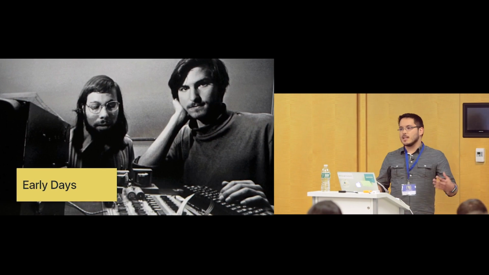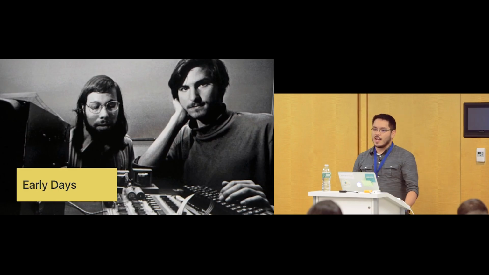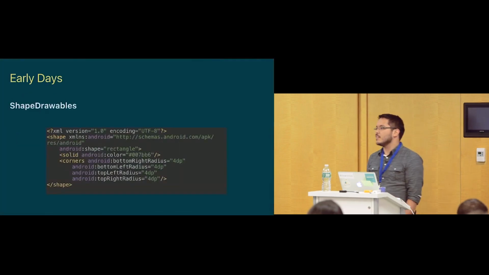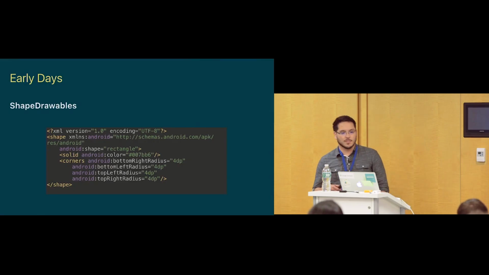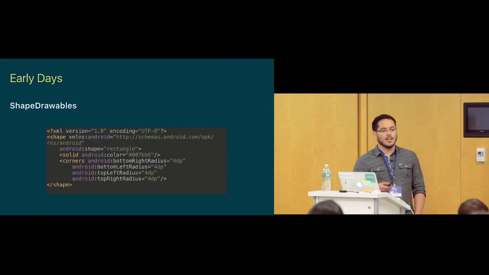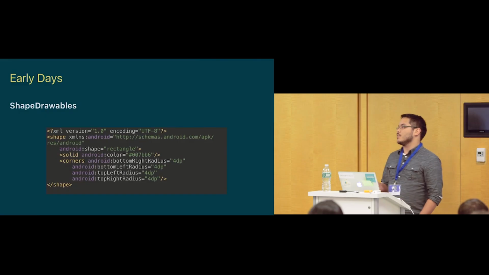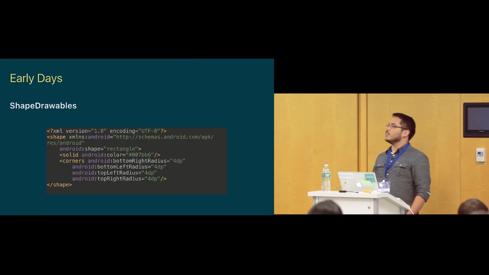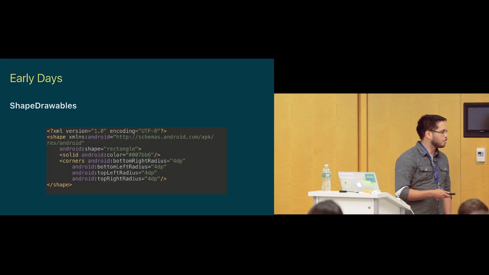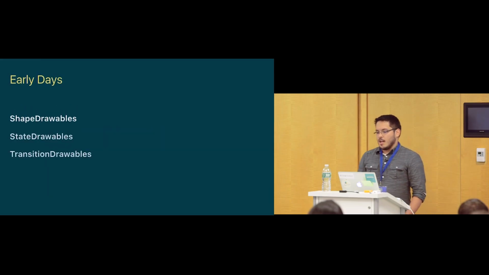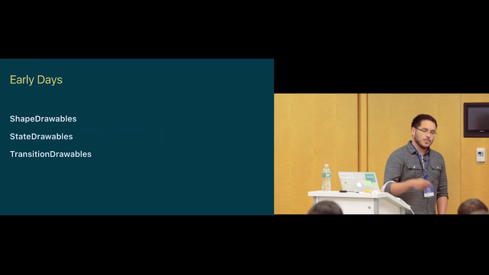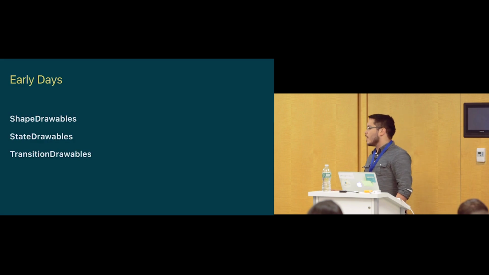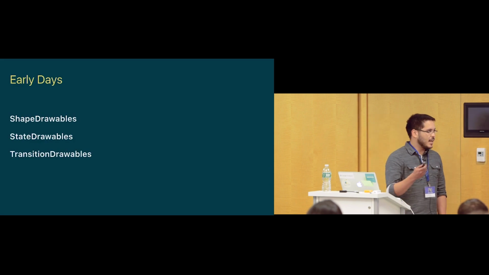So at the beginning of everything in Android, we had the shape drawables. We still have them. They're still nice. We like them a lot, and they're very easy to use. The nice thing about it is that it scales very well and you can do some nice stuff, but it is very limited, right? You can do rectangles, you can do triangles, and that's it. And then we have state drawables and transition drawables we use every day. I hope you use it. And they're super nice.